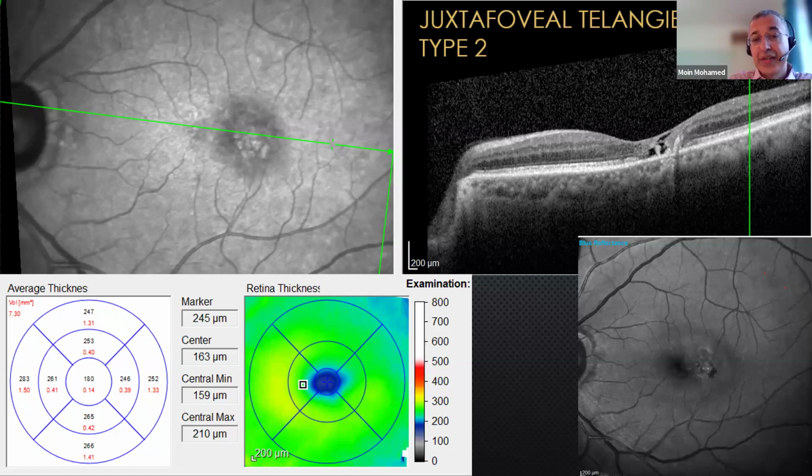Originally, this was lumped together with type 1 JFT. Type 2 is typically bilateral. Type 1 is usually unilateral. But we now know this is a Muller cell disease and a neurodegenerative condition. So Muller cells decay, and what we see is thinning of the retina. So what we said is these maps tend not to be red, even though you see cystic cavitations. This is just really the nerve tissue disintegrating on itself.